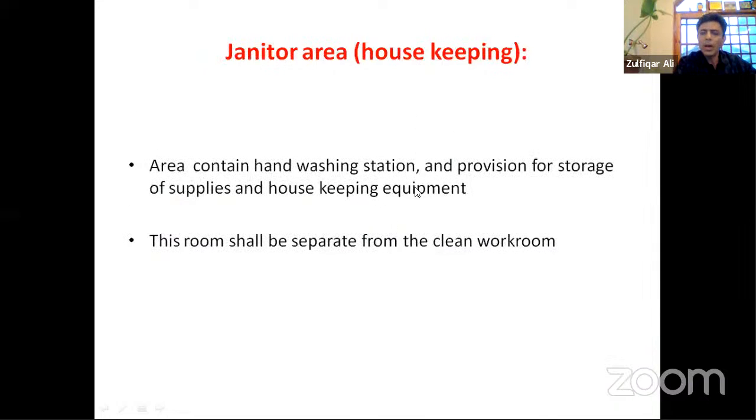Another area of importance while designing is the janitor area, where we keep housekeeping equipment in the form of a washing station, and we keep an adequate supply of the supplies for use in the surgical procedure, and this has to be separate from the clean workroom.